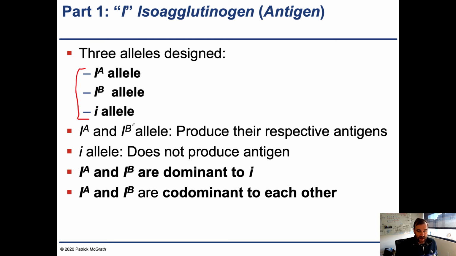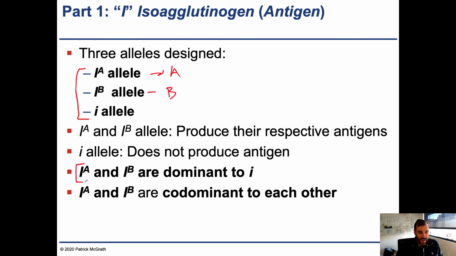IA and IB produce their respective antigens. If you have the IA allele, you produce the A antigen. If you have the IB allele, you produce the B antigen. And if you have the little i, you don't produce either. But this creates an interesting set of relationships. As I previously discussed, and this is a real life example, you always have to consider each combination of alleles to determine how they interact with each other.